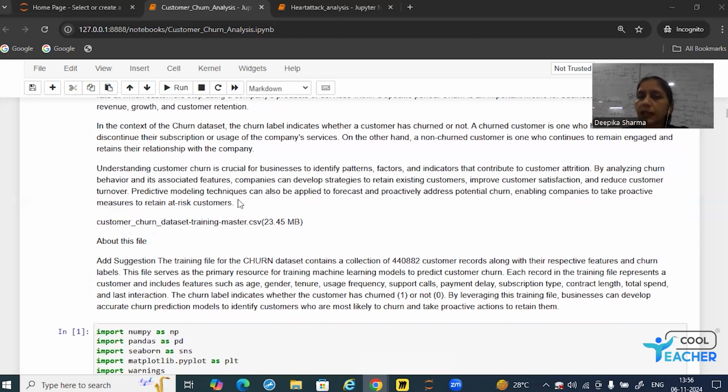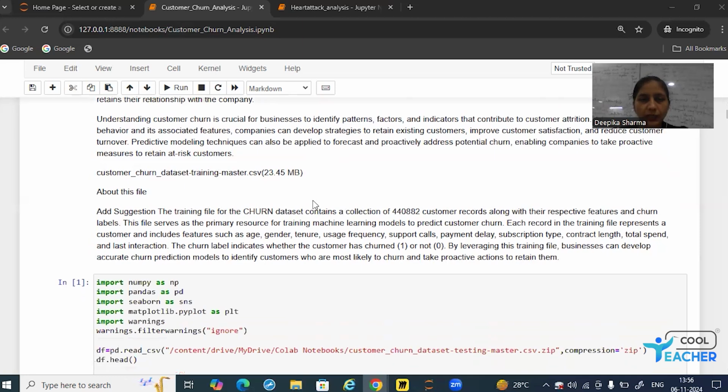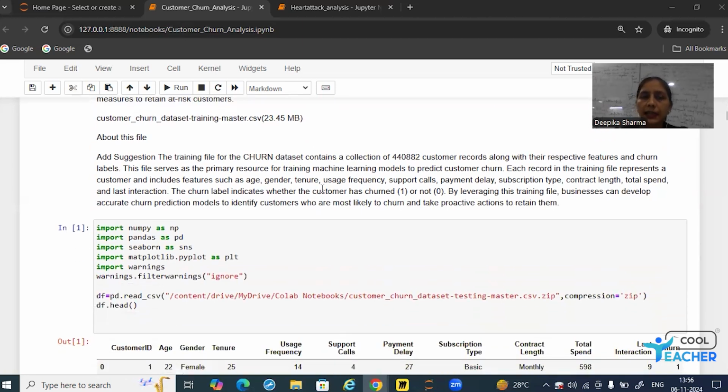Understanding customer churn is crucial for businesses to identify the patterns, factors, and indicators that contribute to customer attrition. By analyzing the churn behavior and its associated features, companies can develop strategies to retain existing customers, improve customer satisfaction, and reduce customer turnover. Predictive modeling techniques can also be applied to forecast and proactively address potential churn, enabling companies to take proactive measures to retain at-risk customers.